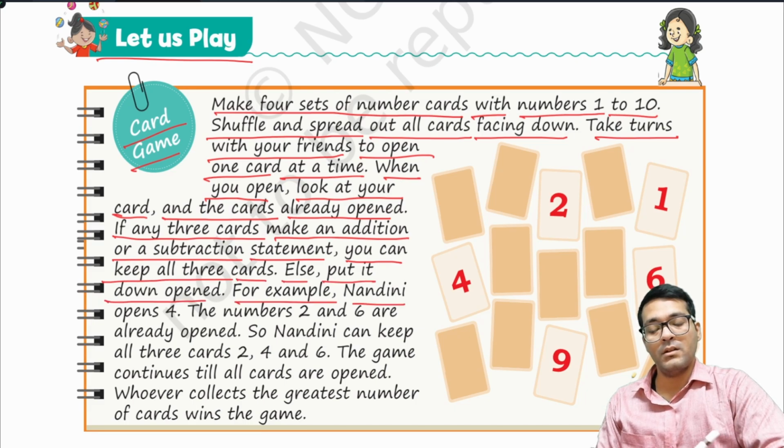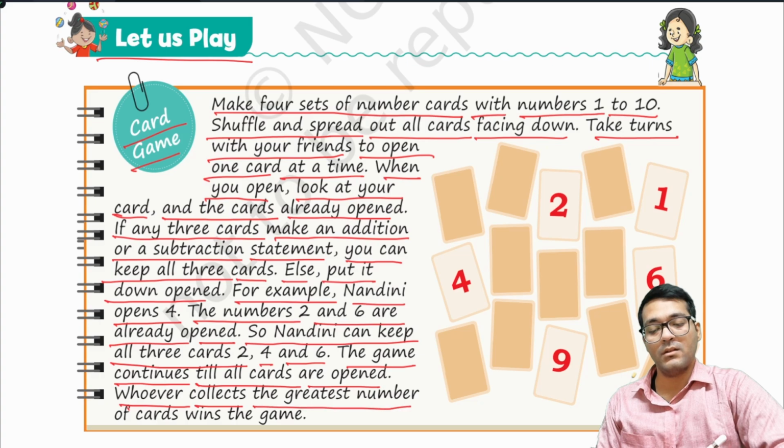For example, Nandini opens 4, the numbers 2 and 6 are already present opened. So Nandini can keep all 3 cards: 2, 4 and 6. The game continues till all cards are opened. Whoever collects the greatest number of cards wins the game.